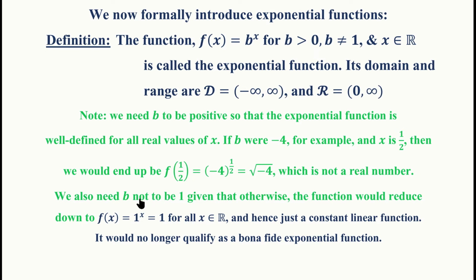And of course, the reason we need b not to be 1 is that otherwise we end up with a function like f of x equals 1 to the x, and we know that any power of 1 is just 1 itself. So this would collapse down just to a constant linear function. And we don't want that to happen if it's going to remain a viable exponential function. So that's the reason for those two restrictions.